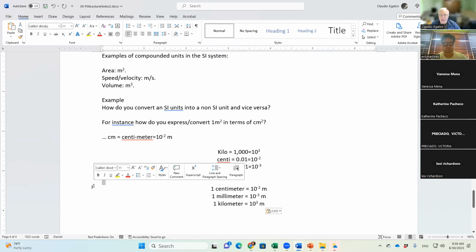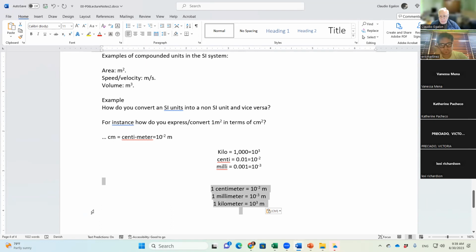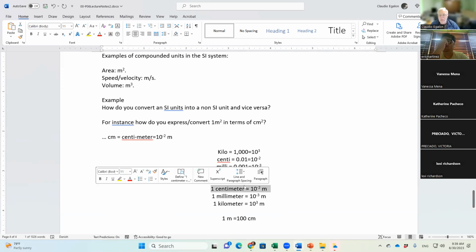So here are some examples of how you convert one unit to another. If you convert from the other, this thing that you see here is a simpler problem than the other one that you're seeing there. Now, 1 meter can also be written in terms of 100 centimeters. All you have to do is solve this equation that you see right here.